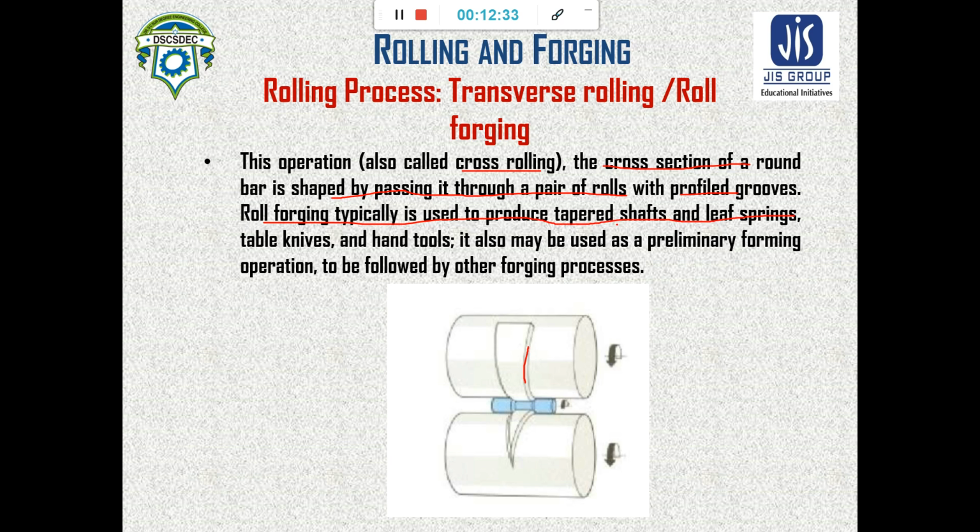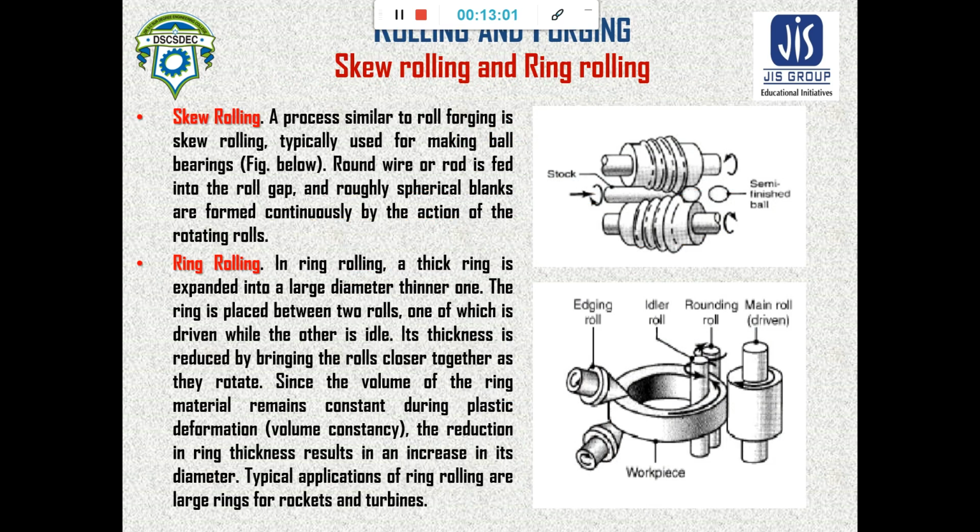These are the typical uses of roll forging: they are used to make taper shafts and leaf springs, table knives, and other hand tools. So it may be used as a primary forming operation, and it is followed by a different forging process. So next is skew rolling.